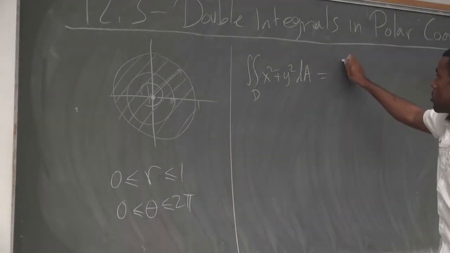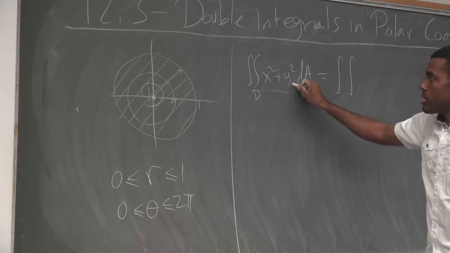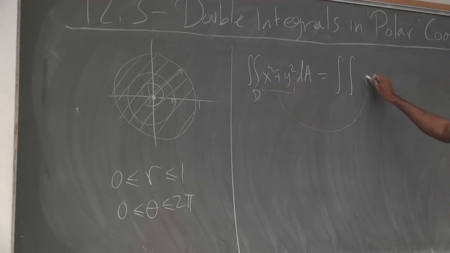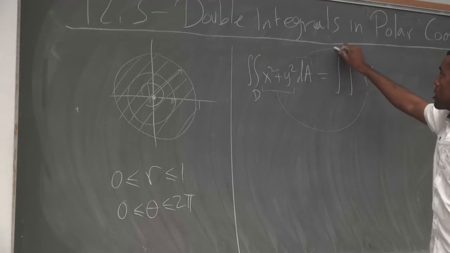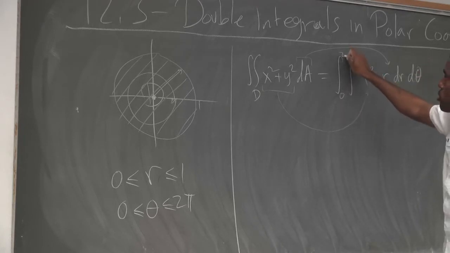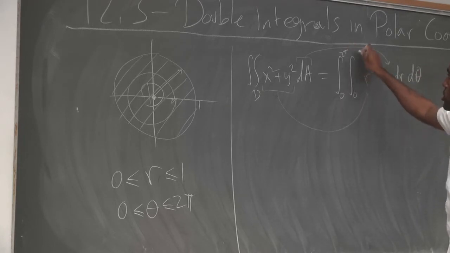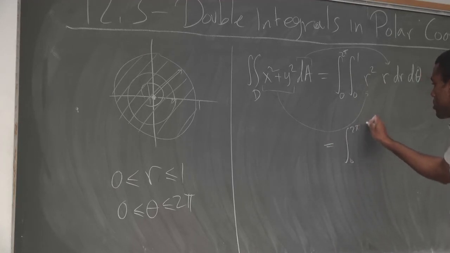Now if you look at this, what are you going to have? x squared plus y squared is just r squared. The dA becomes r dr d theta. My theta is going from 0 to 2 pi. My r is going from 0 to 1. So really at the end of the day, I just have to do this integral.